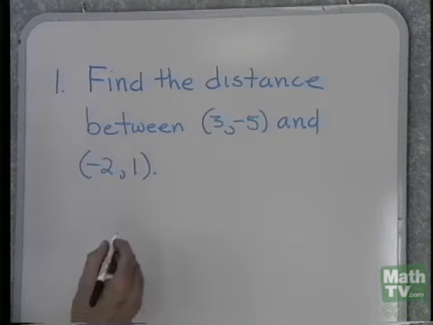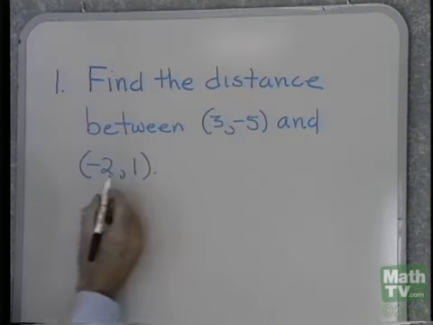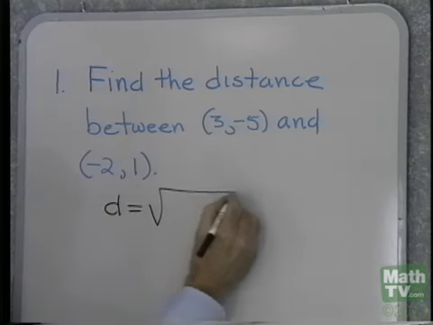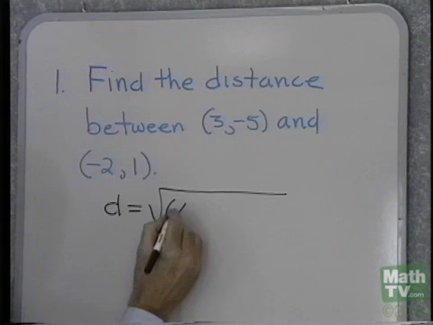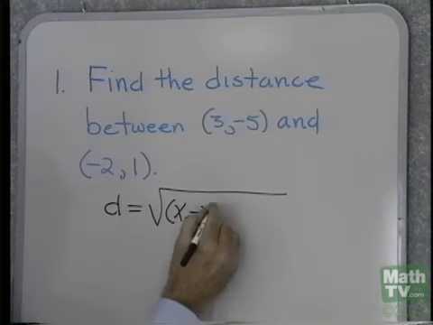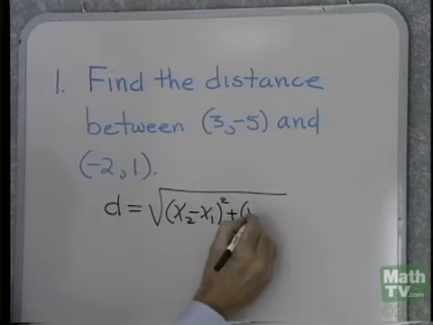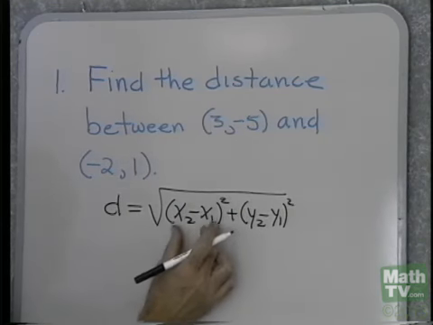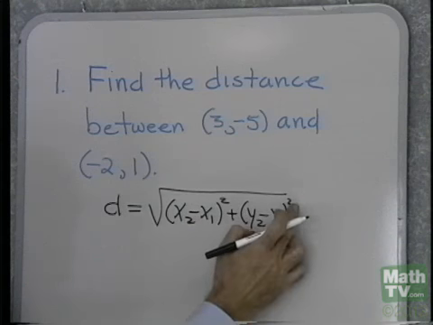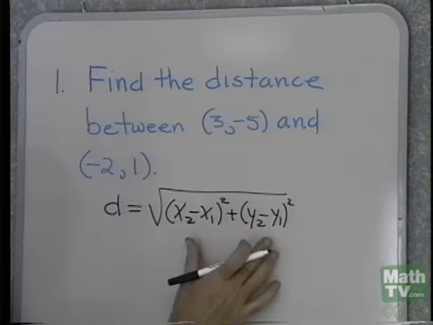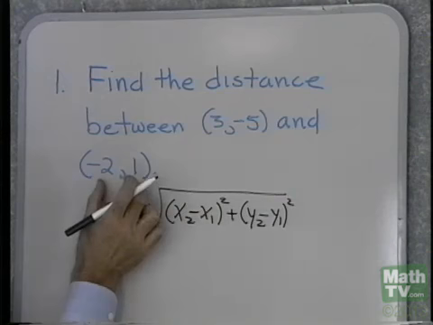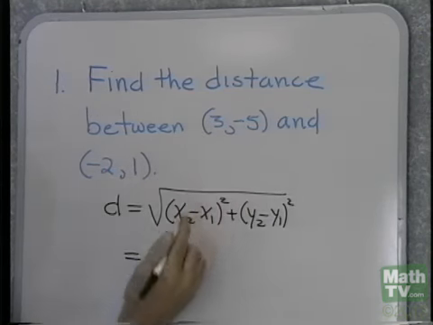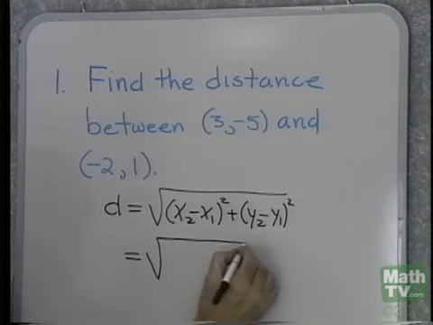I want to find the distance between the points (3, negative 5) and (negative 2, 1). So my distance formula says that that's going to be the square root of (x2 minus x1) quantity squared plus (y2 minus y1) quantity squared. So the difference of the x-coordinates squared plus the difference of the y-coordinates squared, the square root of that sum. So I can assign this as the point (x1, y1), or this as the point (x1, y1). It really makes no difference. It doesn't make any difference what order I subtract in either.